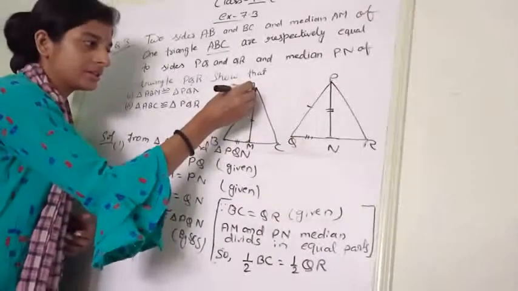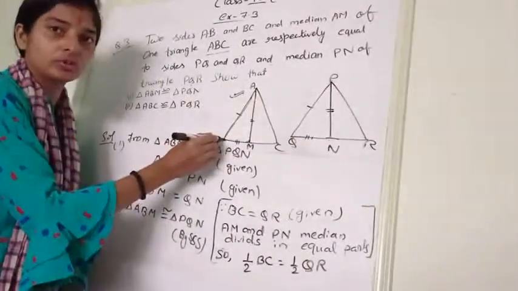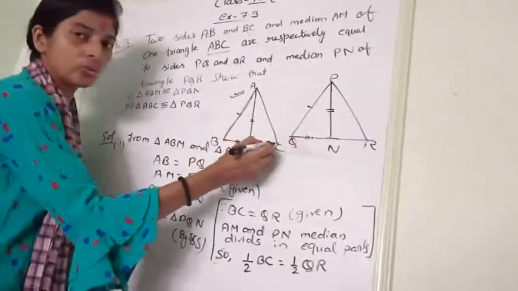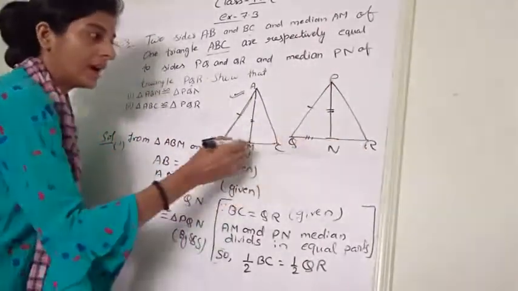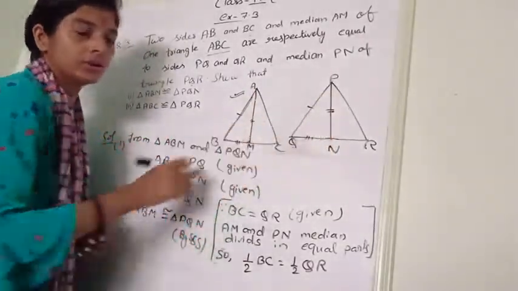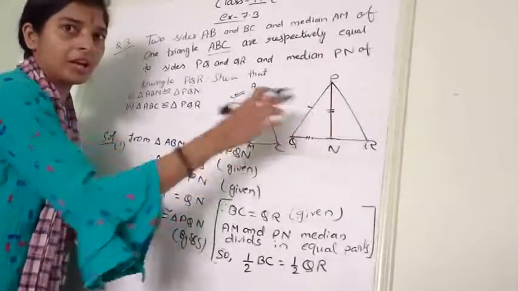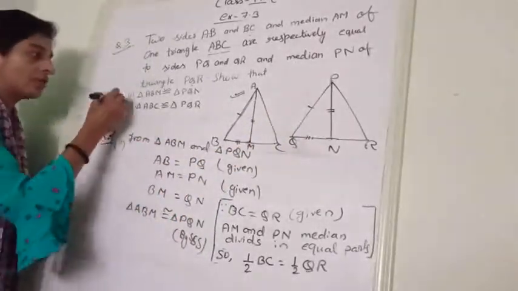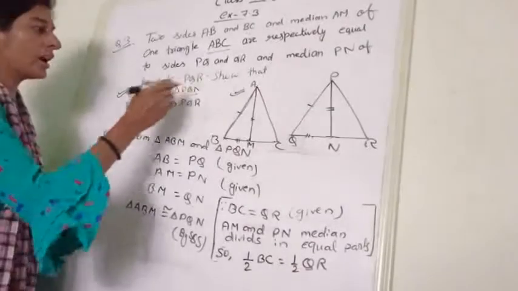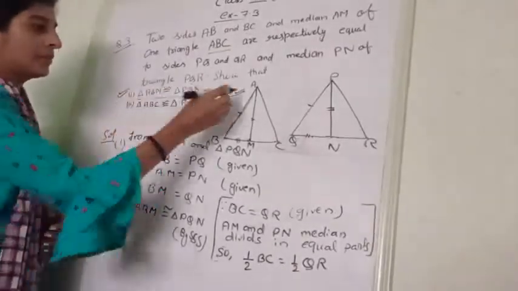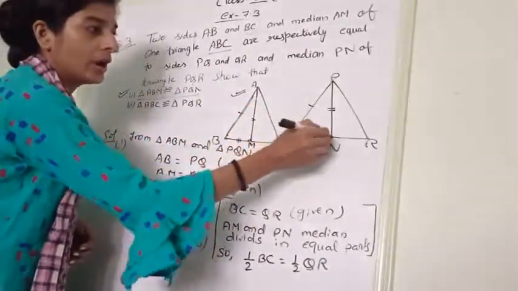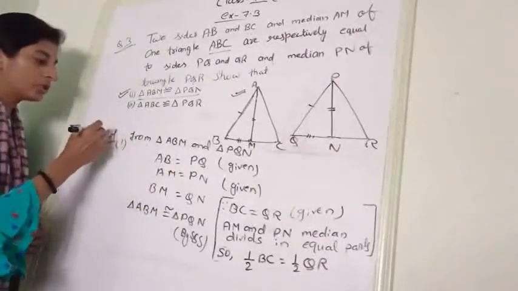So let us understand. AB is equal to which side? PQ. BC is equal to which side? QR. And the median AM is equal to the median of triangle PQR, that is PN. Okay, now come to the first question. What do we have to prove? We have to show that triangle ABM is congruent to triangle PQN. Okay, now come to the solution.